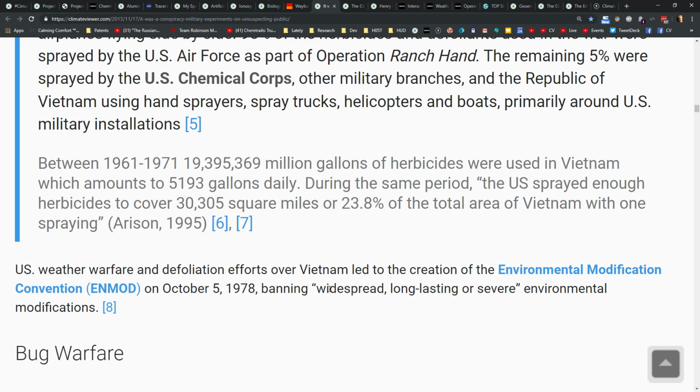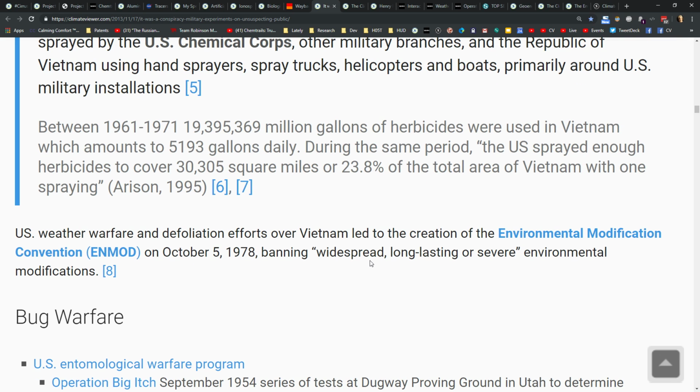Between 1961 and 1971, 19 million gallons of herbicides were used in Vietnam, which amounts to 5,193 gallons daily. During the same time, the U.S. sprayed enough herbicides to cover 30,305 square miles, or 23.8% of the total area of Vietnam, with one spraying. So that's a lot of freaking Roundup. Oh, wait, what do Agent Orange and Roundup have in common? Monsanto made both of them.